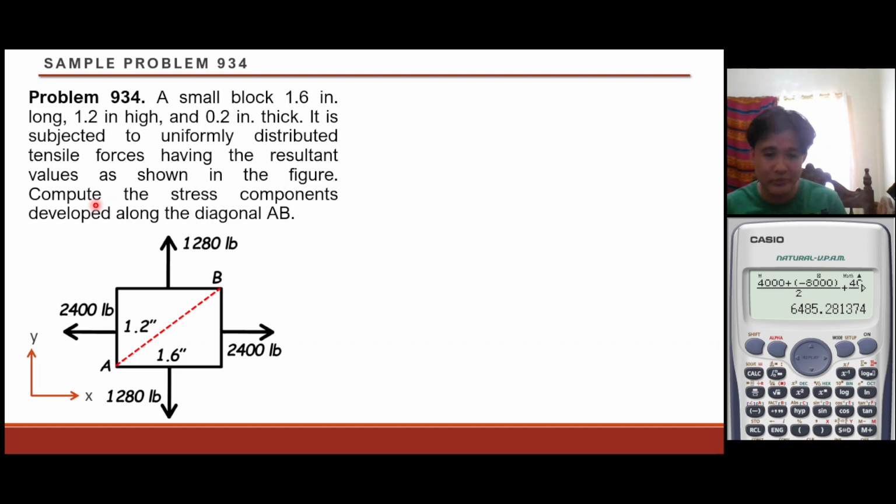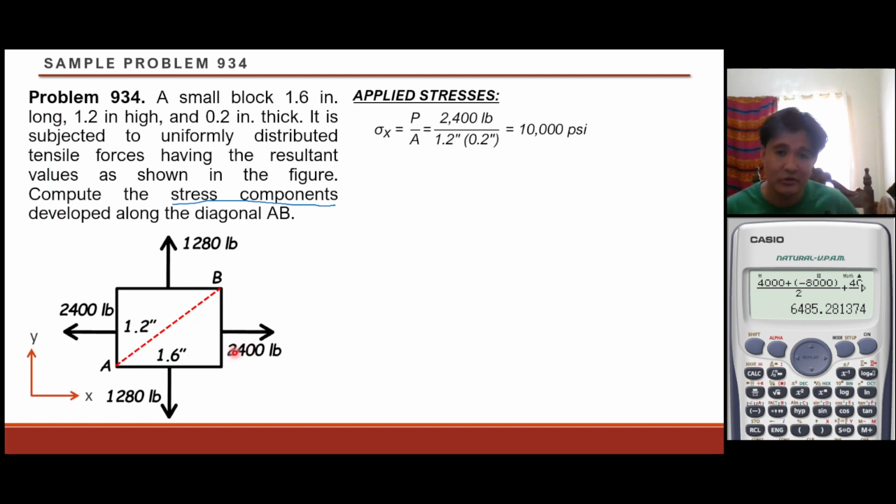We are asked to compute the stress components developed along the diagonal AB. That diagonal would be this diagonal in our figure, so this is now our stress element. As I said earlier, our loadings are only forces, so we should convert them into stresses. The applied stress along X is equal to P over A. Our loading is 2,400 pounds. The cross-sectional area where it is attached would be this area right here.